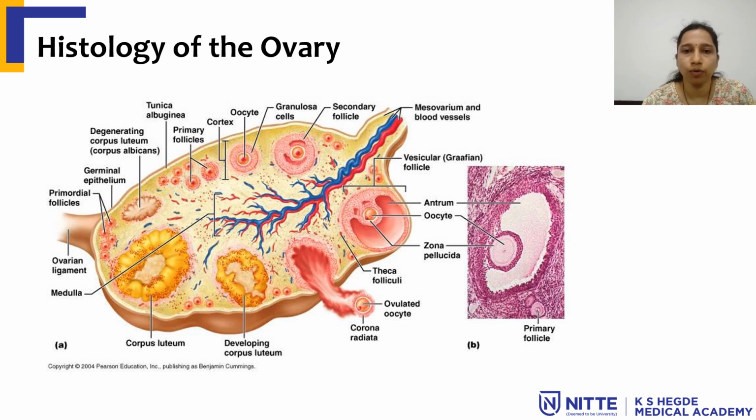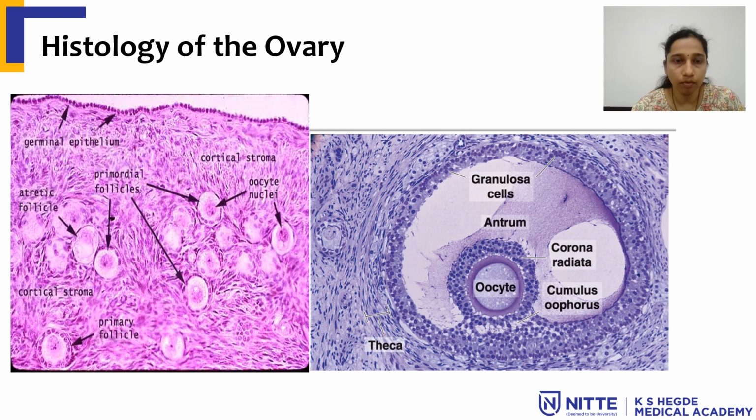And before ovulation, there is formation of Graafian follicle where there is more amount of fluid, and zona pellucida is also present. So with the ovulation, this Graafian follicle having the secondary oocyte and surrounding zona pellucida and corona radiata, which is having the granulosa cells, will be released into the peritoneum. So this is the histology of the ovary.